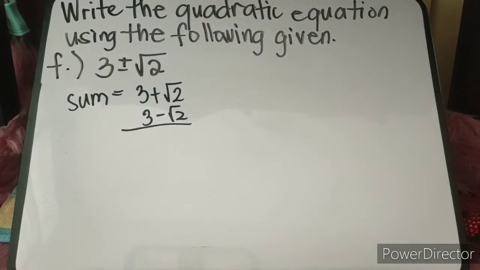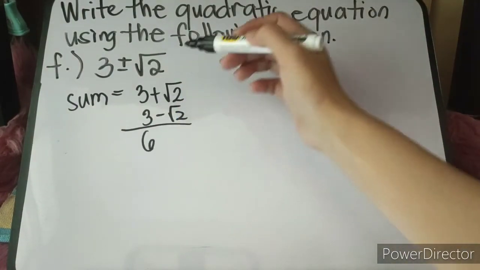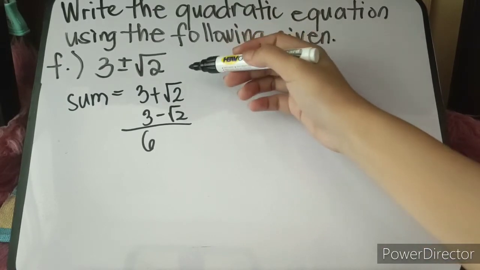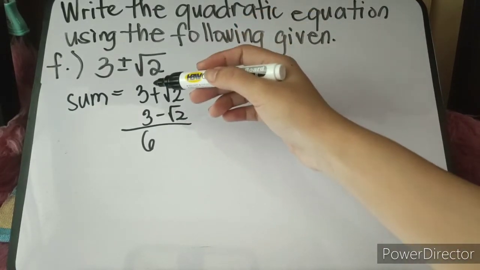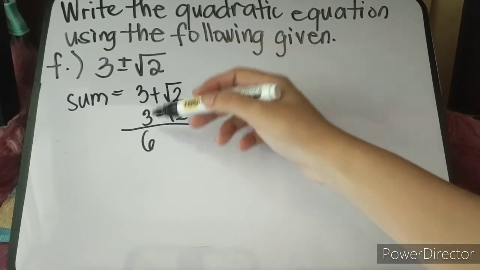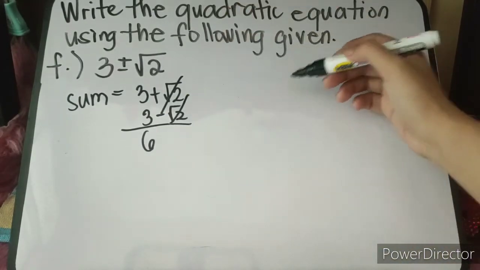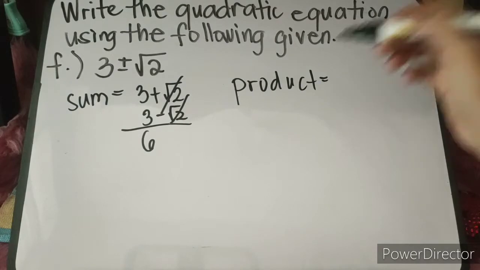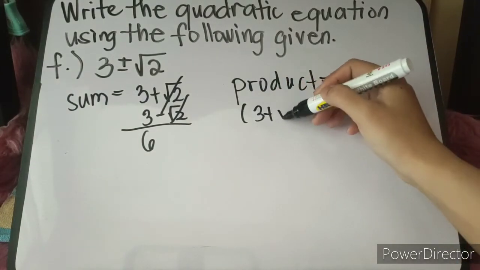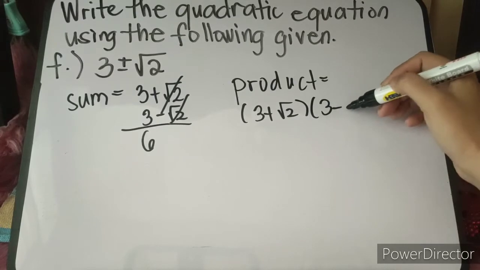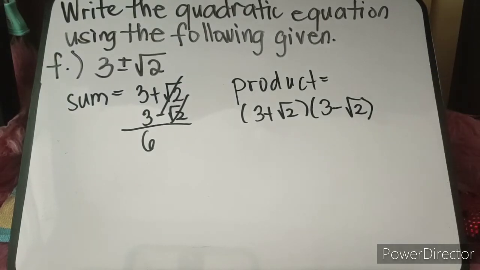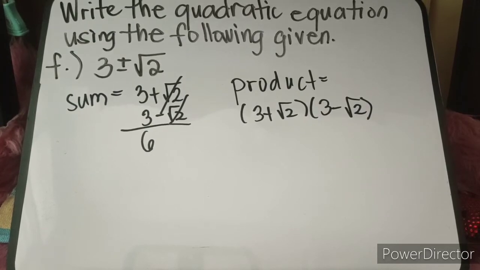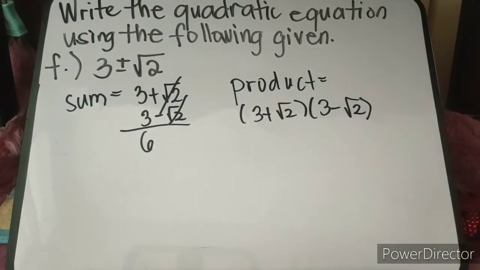So aligning the similar terms, 3 plus 3 will give us 6, and positive square root of 2 added to negative square root of 2 will give us 0. So our sum is 6. And then getting the product, it's like FOIL method. And if you remember the product of the sum and difference of two terms na magbibigay sa atin ng answer na difference of two squares, yun po yung concept nun.